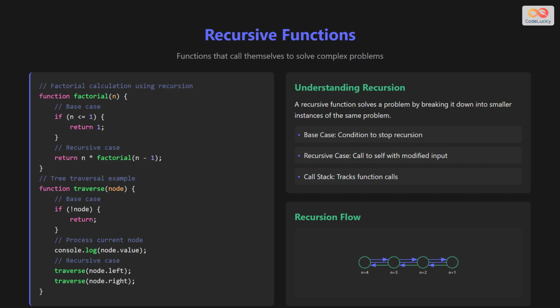The base case is when n is less than or equal to 1, and the recursive case calls the factorial function again with n-1. Here is a tree traversal example, where the traverse function is called recursively with the left and right nodes. Key aspects of a recursive function are the base case, recursive case, and the call stack. This diagram shows how the factorial function will be called recursively.